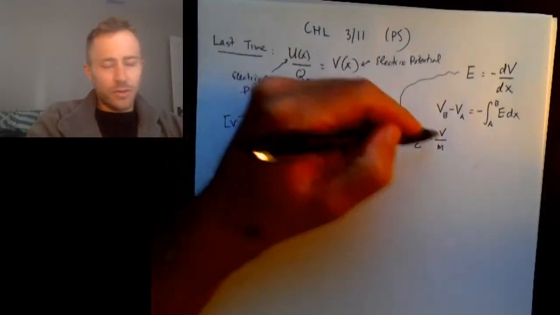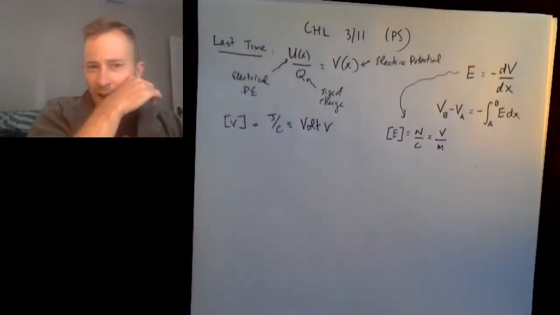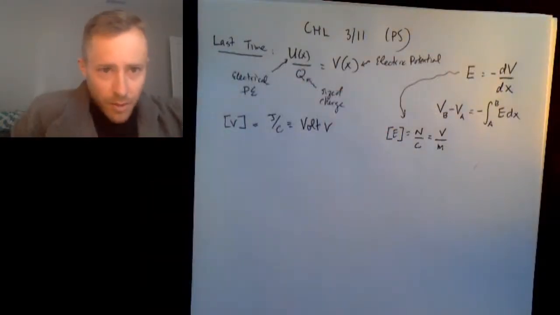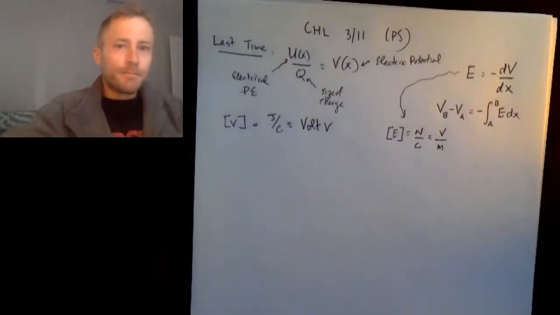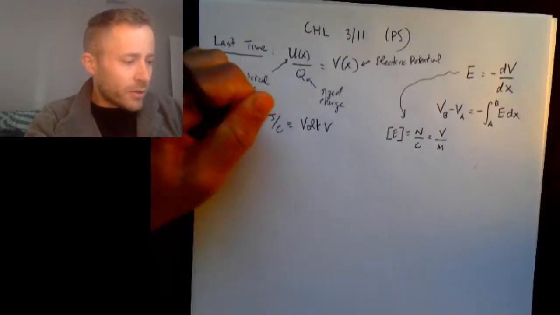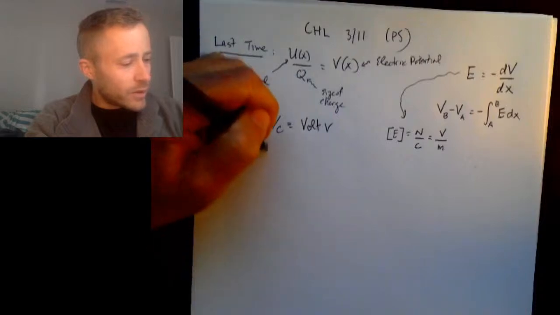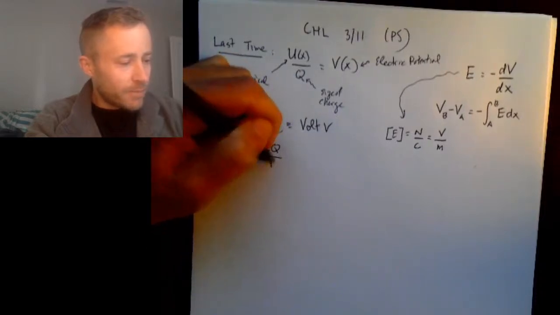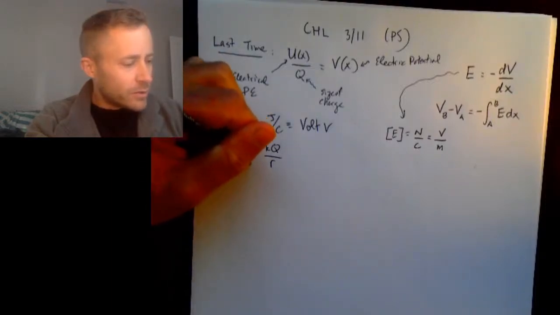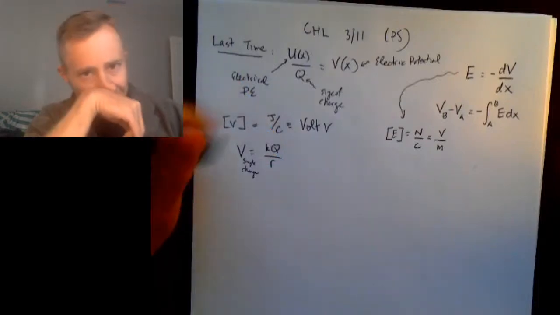But I just wanted to make sure you're aware that volts per meter is a common alternative. Actually, it's probably more common than newtons per coulomb, I would say. All right. And then we talked about what is the electric potential due to a single charge, which is KQ over R. Okay, so that's for a single charge.